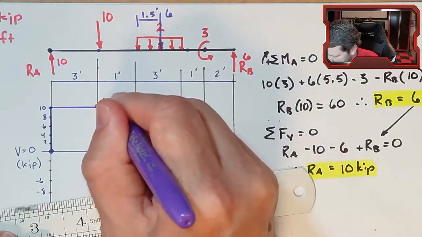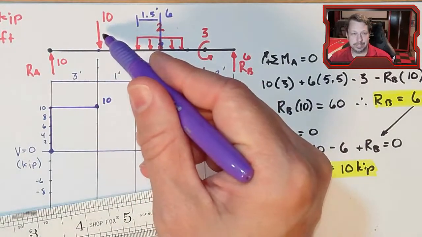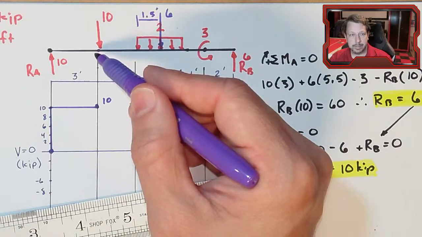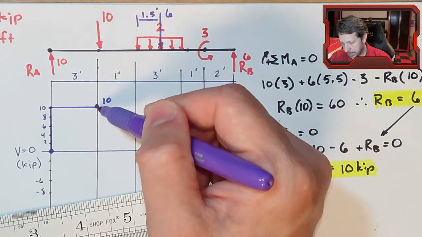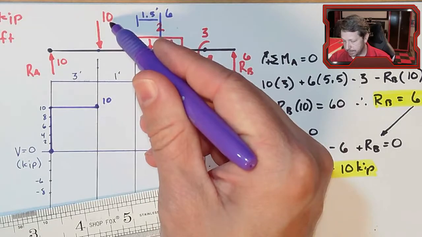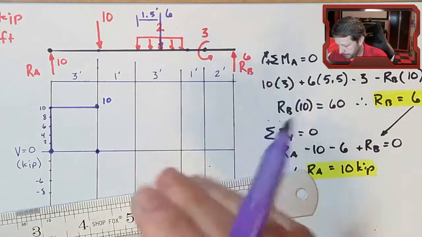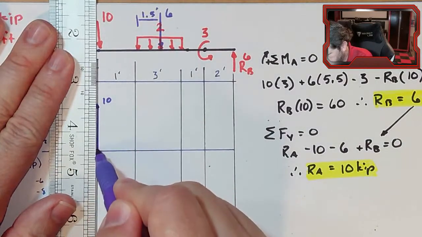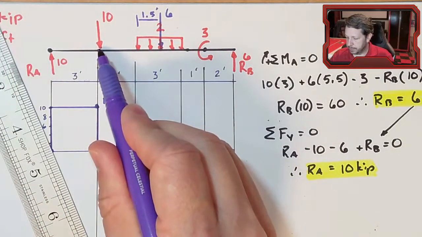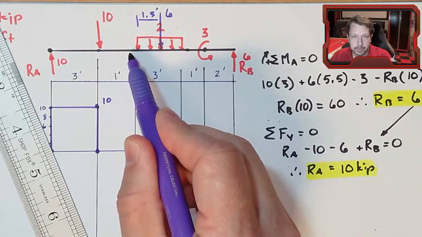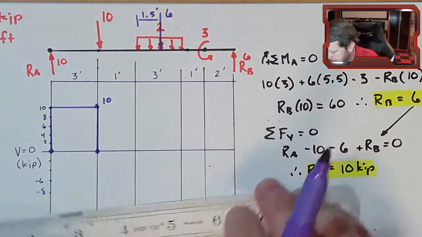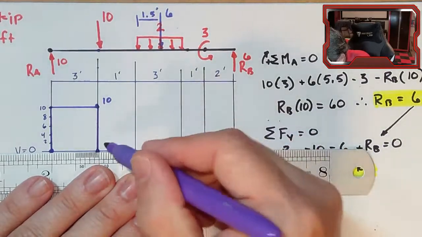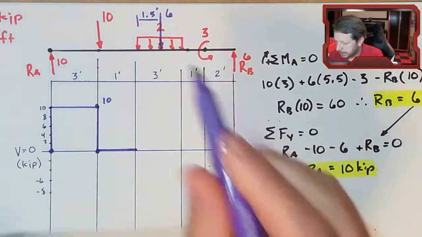So there's a 10. And it happens to be that it encounters a negative, pointing down, negative 10 kip point load. So I'm at positive 10. I go down by 10, so I go to 0. And then from this point to the beginning of the distributed load, there are no forces. So I maintain that 0, no change, until I encounter the distributed load.